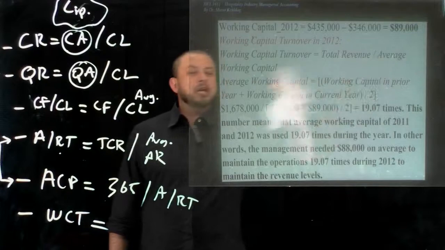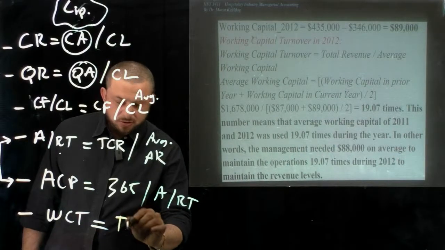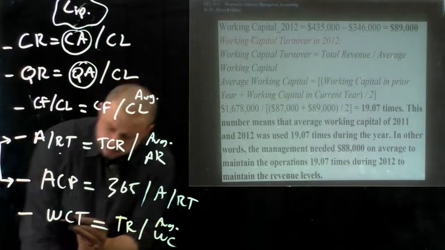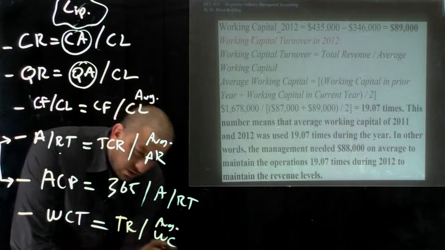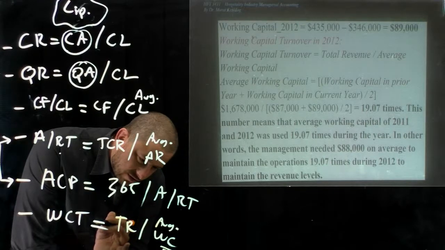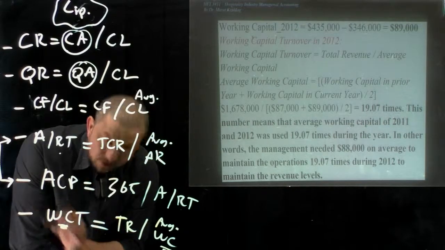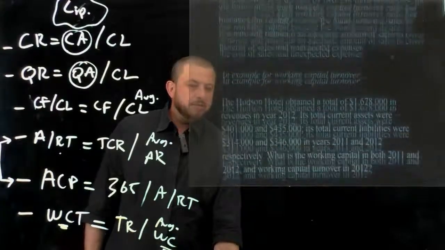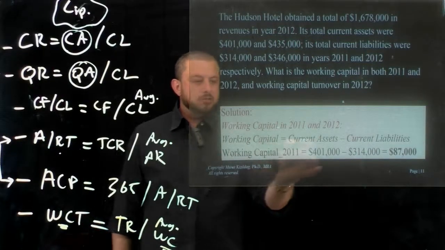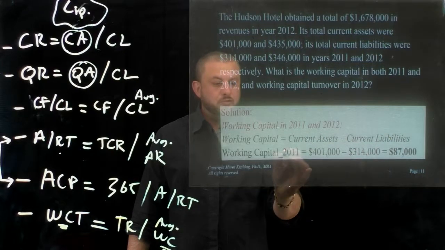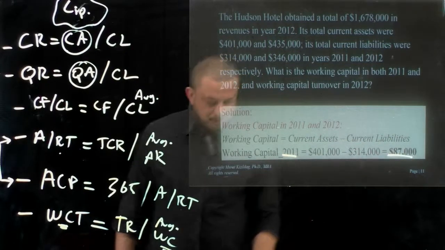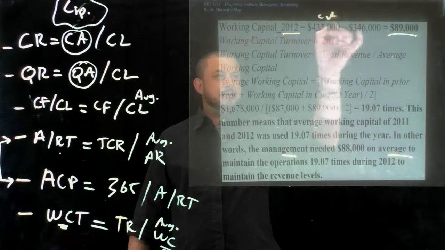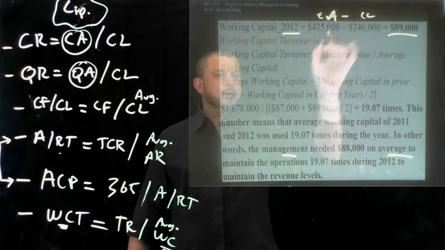Working capital turnover, as you can see right here, is the total revenue over average working capital. So working capital turnover right here, this is turnover. We have to find working capital first so that we can calculate the working capital turnover, okay? So if we go up, working capital is equal to current assets minus current liabilities. For 2011, it is $87,000. For 2012, it is $89,000, CA minus CL right here, okay?